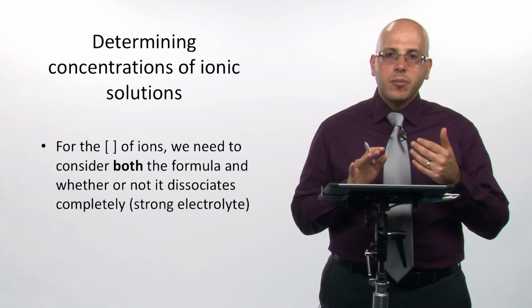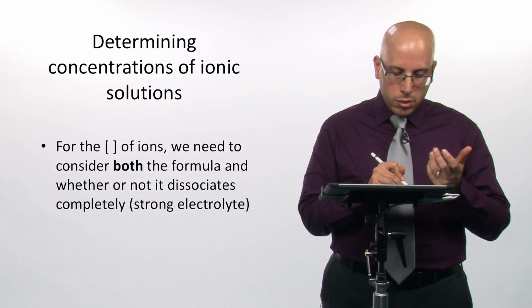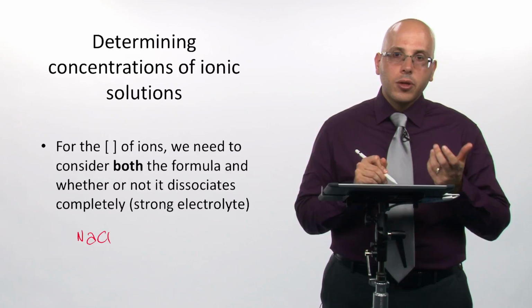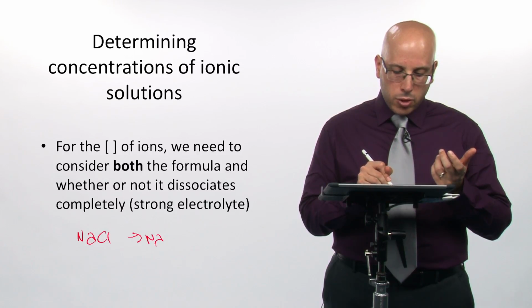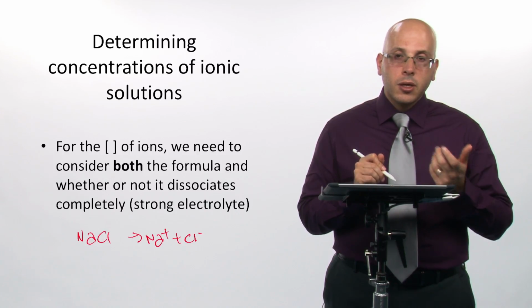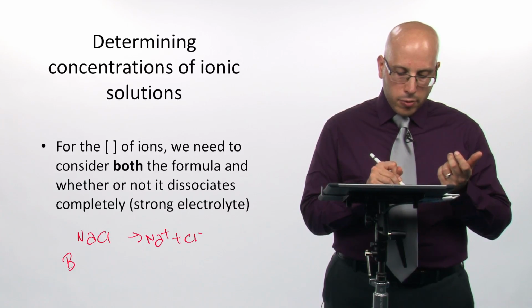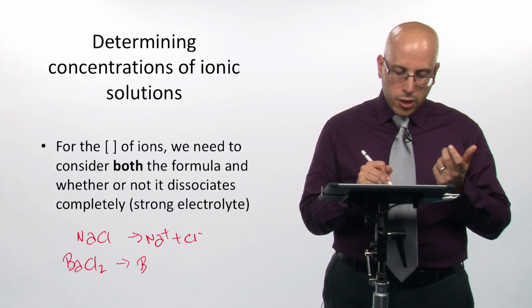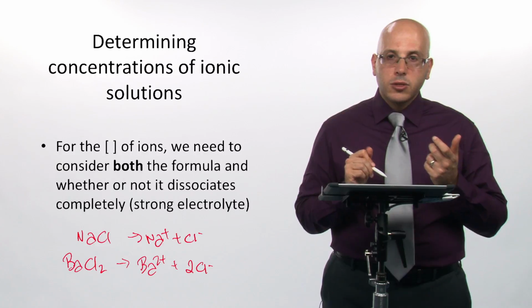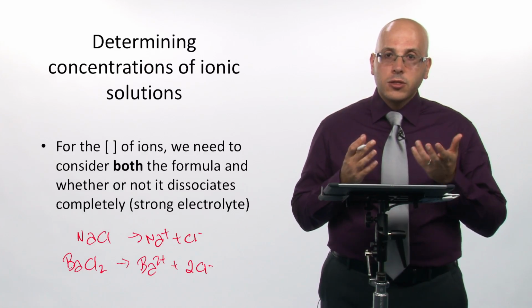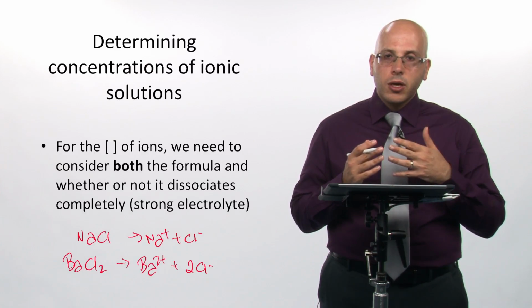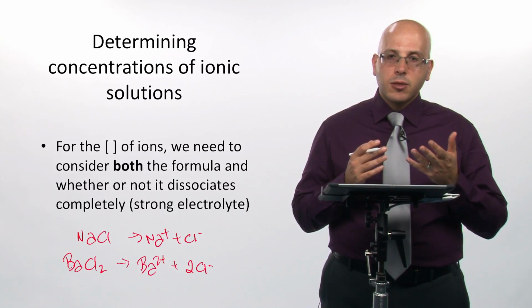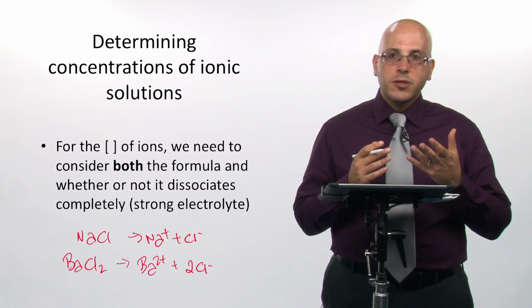So for example, something like NaCl only has two ions in it, right? Sodium ions and chloride ions. And something like barium chloride also only has two types of ions in it, but when it dissociates, it forms a barium ion and two chloride ions. So the total number of ions would really be 3. This is why I have to factor in both the formula and whether or not it dissociates completely. If I just know the types of ions, it's not really enough to solve these problems.